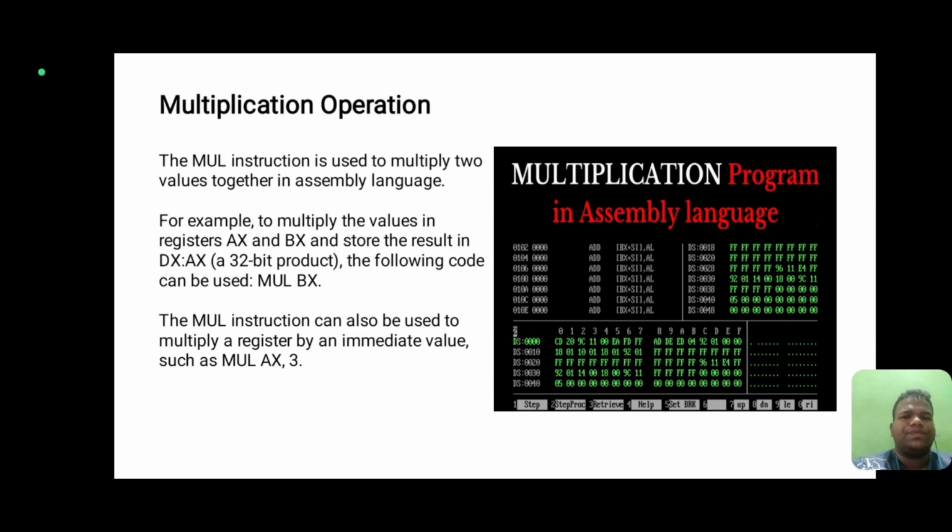Multiplication operation. The MUL instruction is used to multiply two values together in assembly language. For example, to multiply the values in register AX and BX and store the result in DX, a 32-bit product. The following code can be used: MUL BX. The MUL instruction can be used to multiply a register by an immediate value.